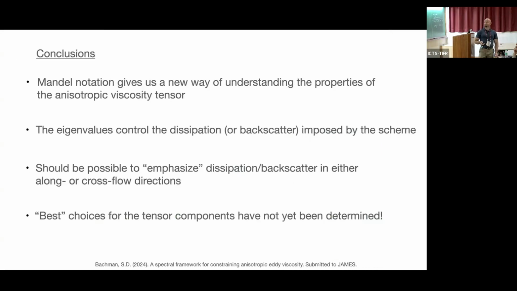But yeah, that's it. Conclusions: it took a lot to build up to here. It required a new type of notation about how to write these things, a new way of thinking about anisotropic viscosity that's informed by what we've done with diffusion. It's all about eigenvalues. And there are so many possible ways you can mess with this to emphasize dissipation, backscatter. We don't even know what the best choices are, but that's an open research question, and this whole thing is currently under review. So thank you all.